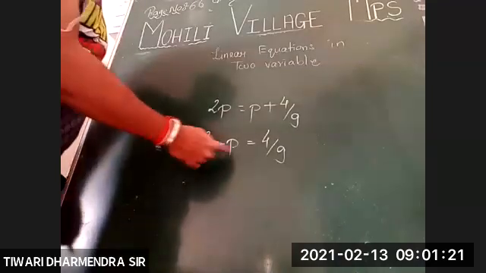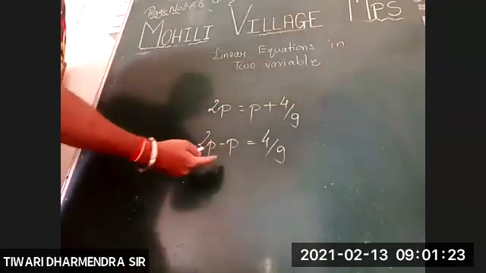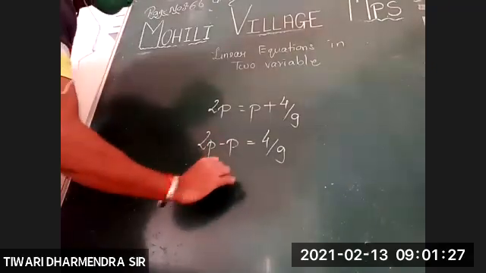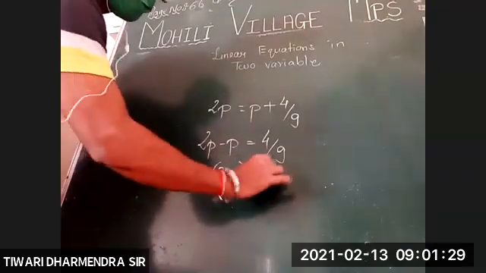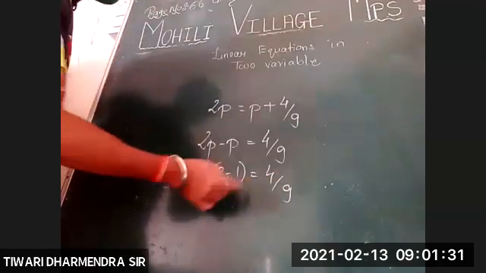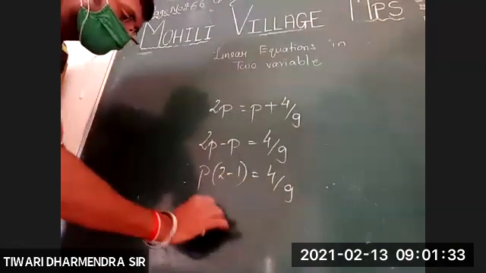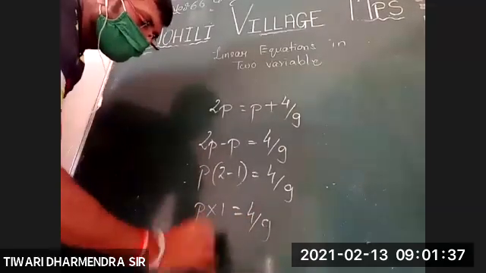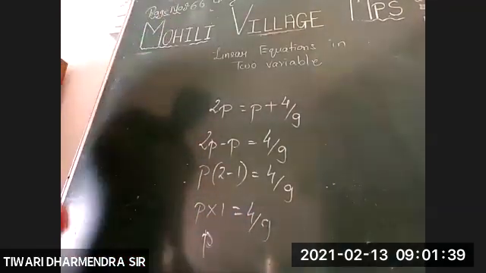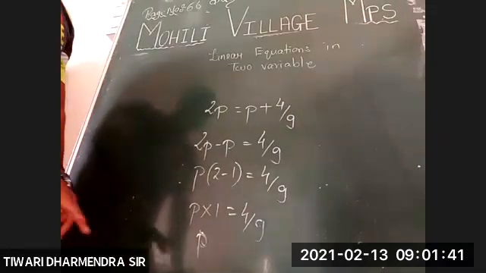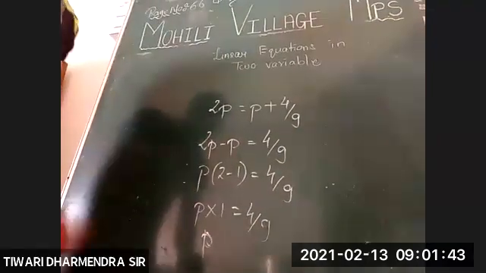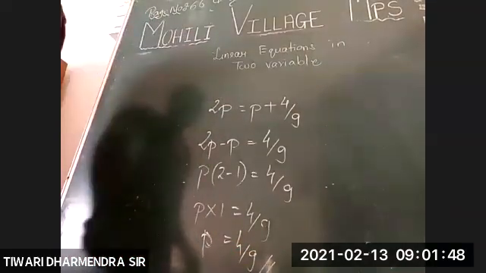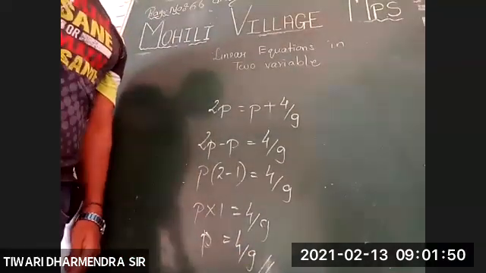Out of 2p, if I'm taking 1p out, or if somebody doesn't understand, just take p common. And from here, 2 minus 1 is equal to 4 by 9. 2 minus 1 is 1. So p into 1 is equal to 4 by 9, and any number multiplied by 1 other than 0 gives the same number. So p is equal to 4 by 9. So hope you have understood this.